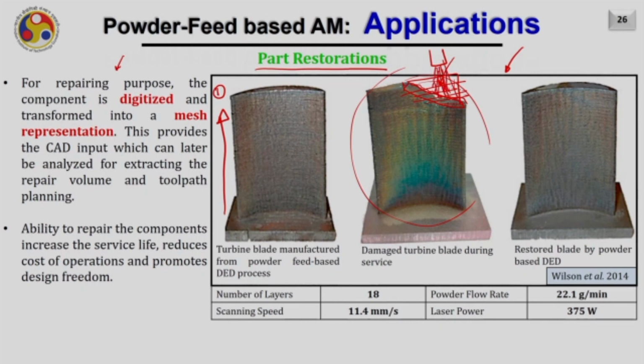After deposition, then you can see the part has been restored to its previous condition. Here in this particular case study, the number of layers was around 18 and the powder flow rate was 20 gram per minute. The scanning speed was 11 mm per second and the laser power used was 375 watt only.